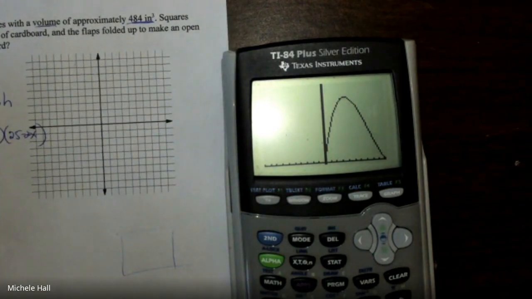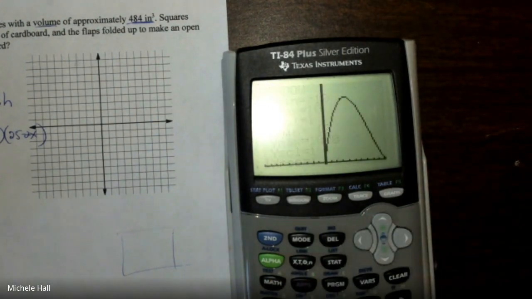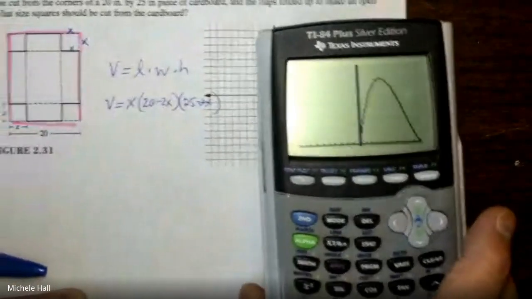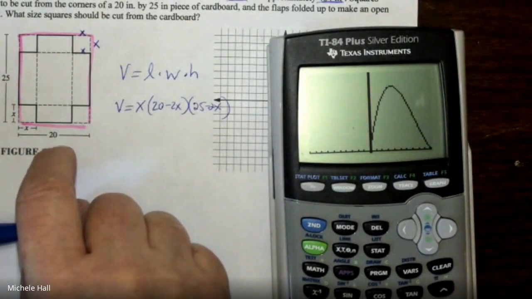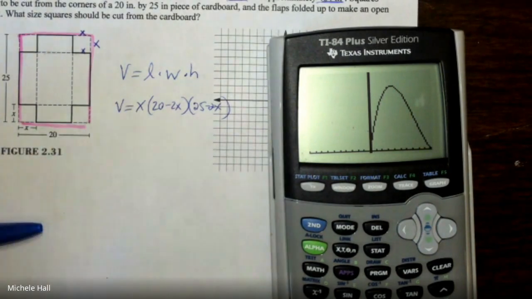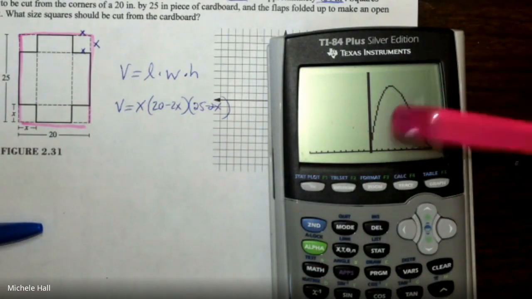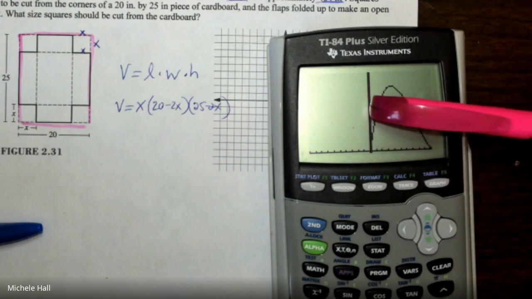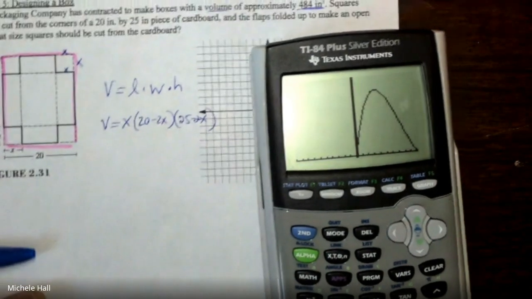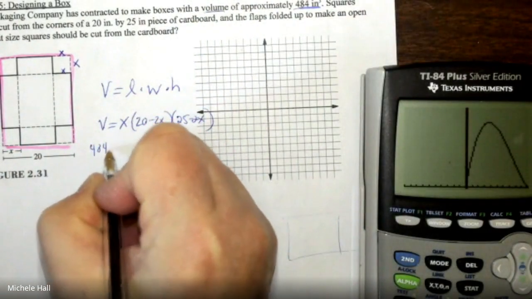And I know that I don't want to go out. What's my window on? To 10. I don't want to go out more than that, because if the box is 20 wide and I try to do it more than 10, that means that there wouldn't be a box here. It has to be 10 or less. So my x value is good where it is. I know that the y value has to do with the volume. And so here, these are all different volumes. I want to know specifically at 484. So my volume is 484.